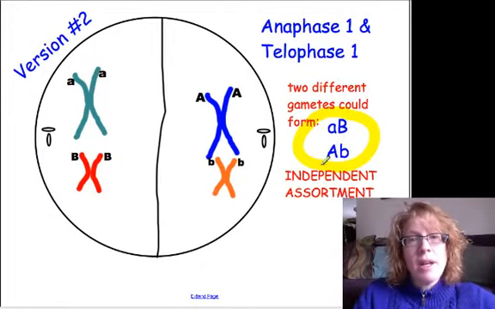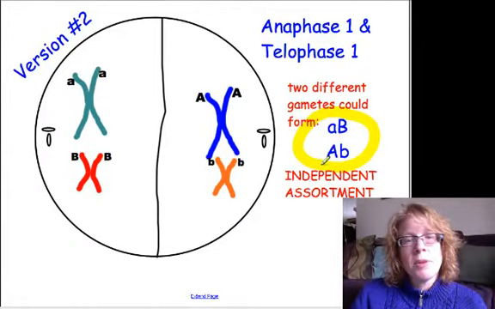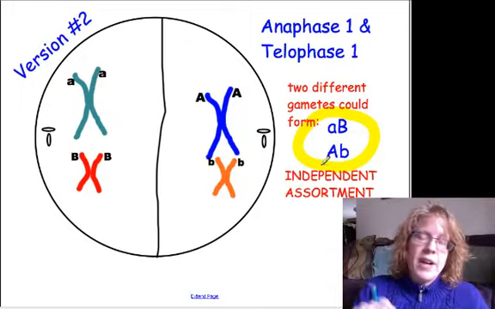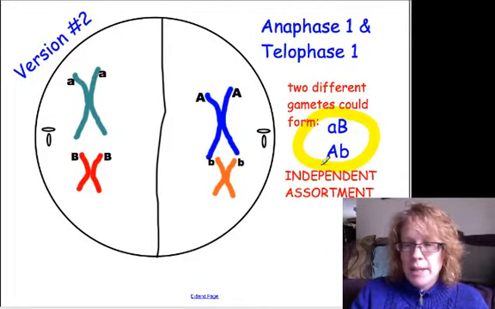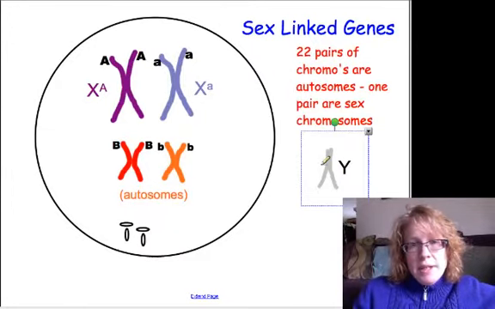Again, this is independent assortment. It doesn't matter whether the little a chromosome goes with the big B chromosome or the big A goes with the big B chromosome, and vice versa. And now we have all 4 of our different possibilities. Keep in mind, going along with this is independent assortment of the sex-linked chromosomes as well.